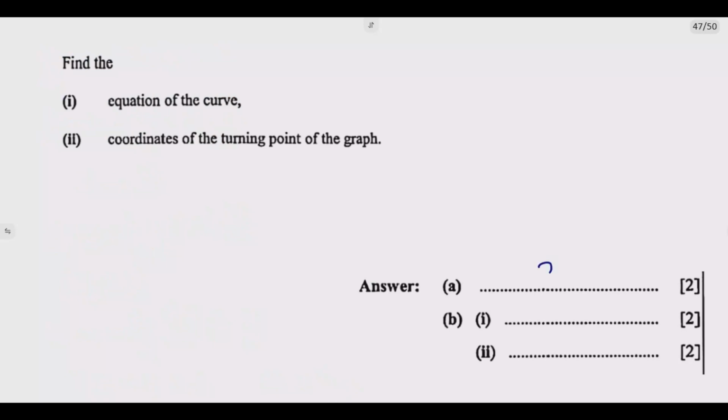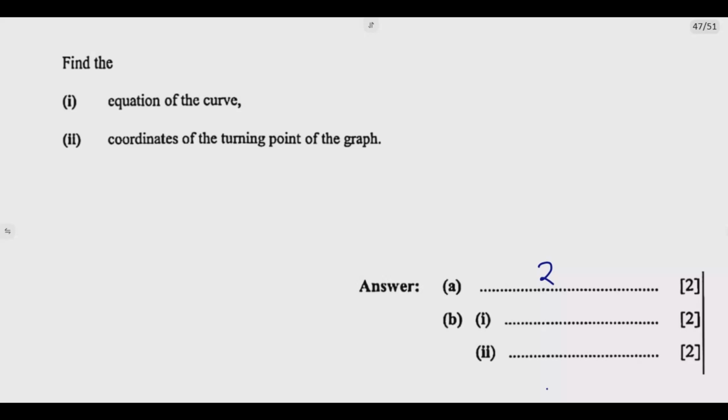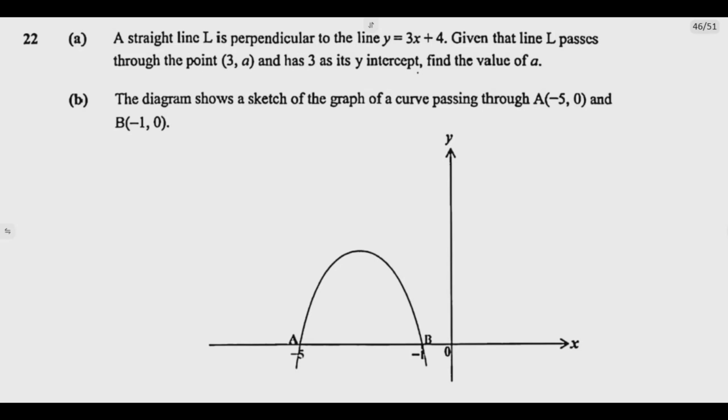So A is 2. Okay, so let us look at question B. The diagram shows a sketch of the graph of a curve passing through A (-5, 0) and B (-1, 0). Then let us look at the questions. Question A: find the equation of the curve. B: find the coordinates of the turning point of the graph.